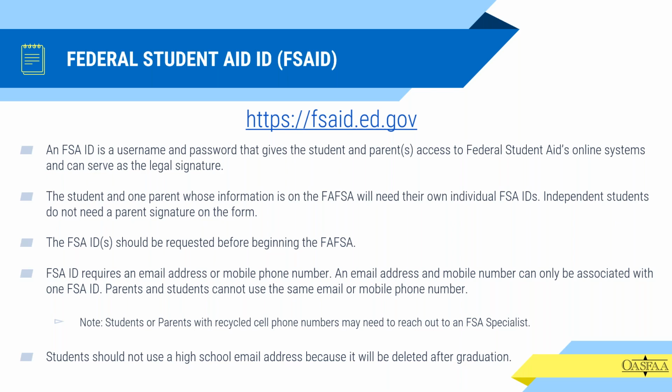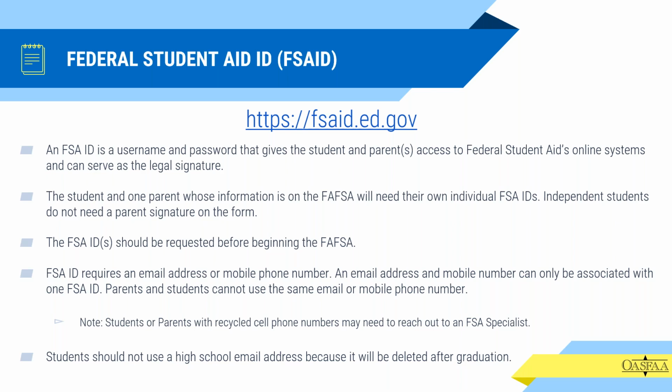First place that every student and parent should begin is at fsaid.ed.gov. The student who is submitting the FAFSA needs to have an FSA ID, and only one parent whose information goes on the form needs an FSA ID. The FSA ID requires an email address and a mobile phone, and you cannot use the same email address and the same mobile phone for the student's FSA ID application and the parent's FSA ID application. Once an email address or a mobile phone number has been used, that number will be picked up in the system and it will not let you use it again.